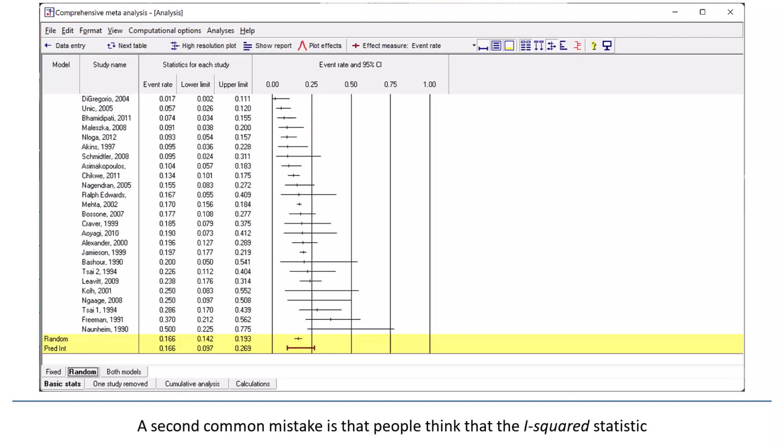A second common mistake is that people think that the I-squared statistic tells us how much the effect size varies. While this is a very common mistake, it is still a mistake. The I-squared statistic does not tell us how much the effect size varies. I discussed this in other videos and papers. For now, I'll simply make the following point. In this analysis, I-squared is 63%. On that basis, how much does the effect size vary? And the answer is that there's no way to know. The I-squared statistic simply does not provide that information.